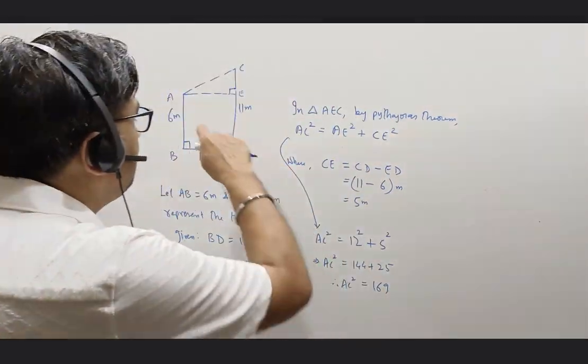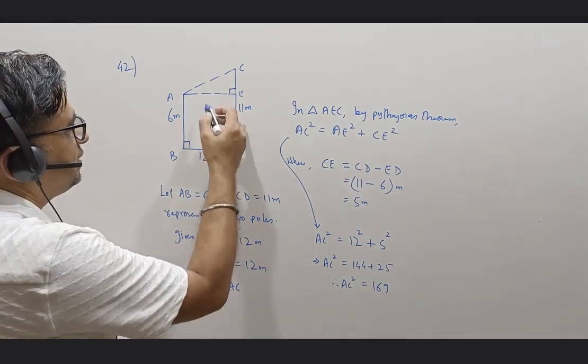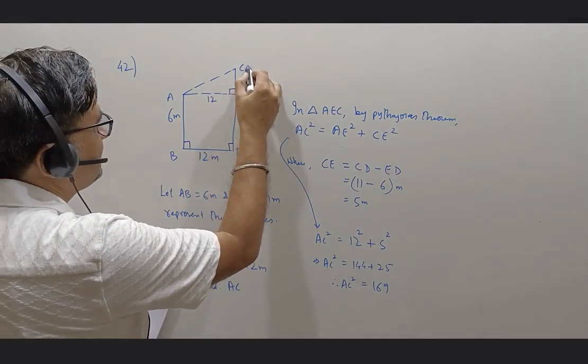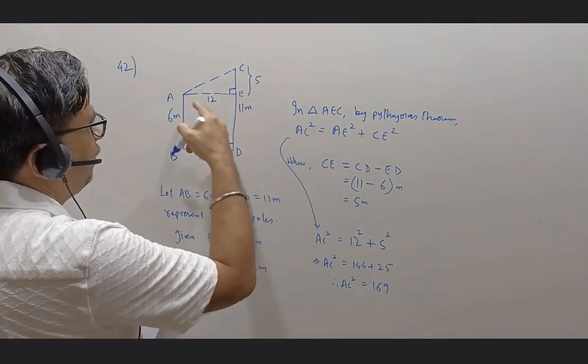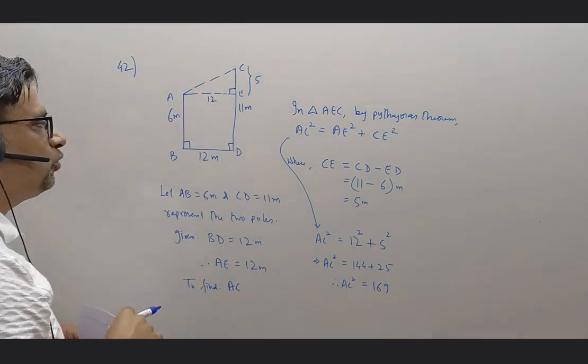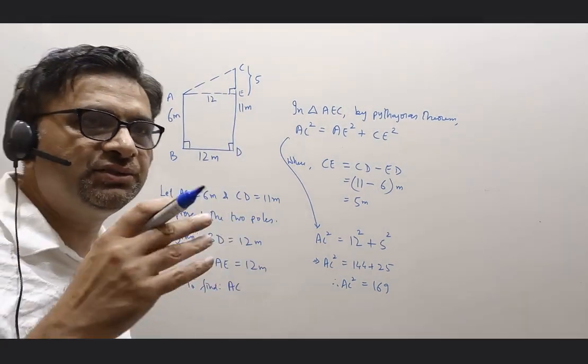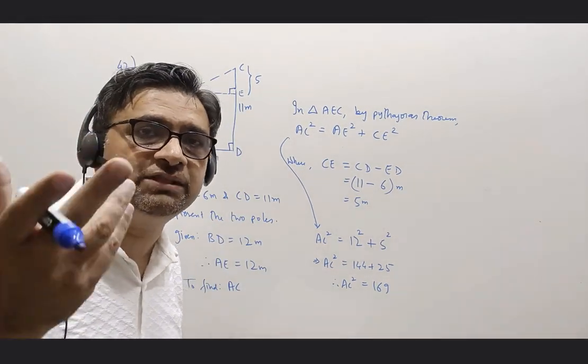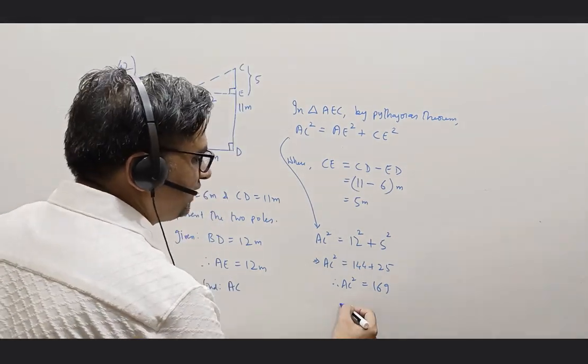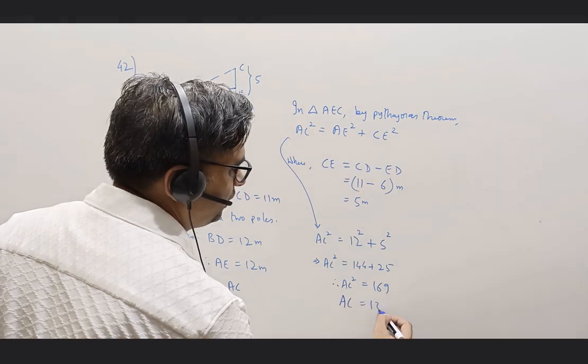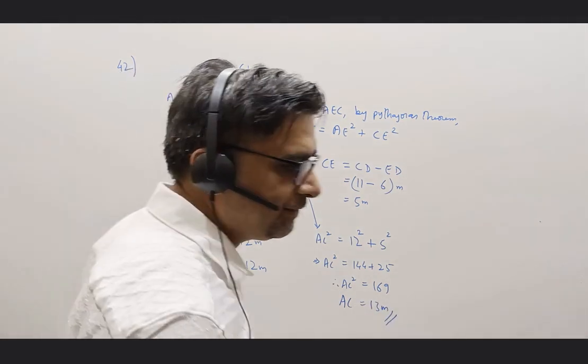And mind you, the hypotenuse is the longest side. So if this is 12 and this distance is 5, obviously AC is going to be more than 12. So start from 13. Try 13 into 13. Yes, the very first try gets us the value of AC. So AC is equal to 13 meters is the answer.